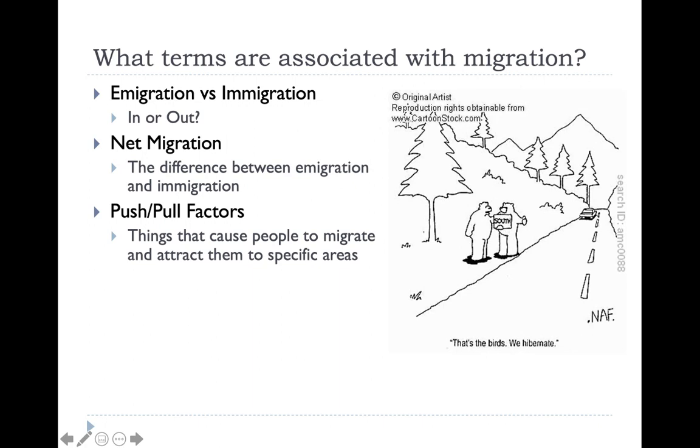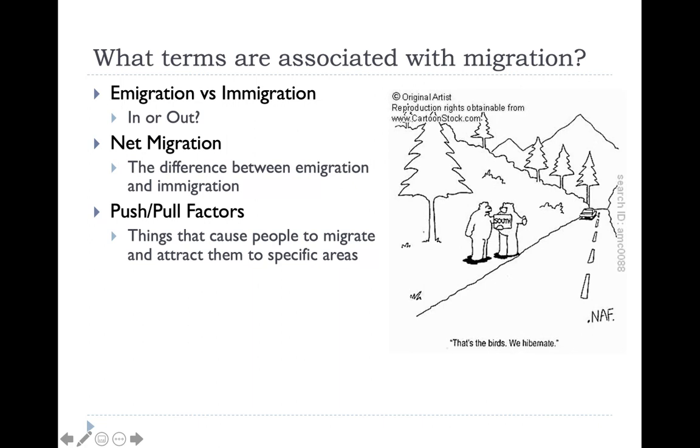Our next term is net migration. Net migration is the difference between emigration and immigration. So, if a country has a positive net migration, it means that they have more people coming into that country. If a country has a negative net migration, it means that they have more people emigrating or exiting that country. They have more people leaving.